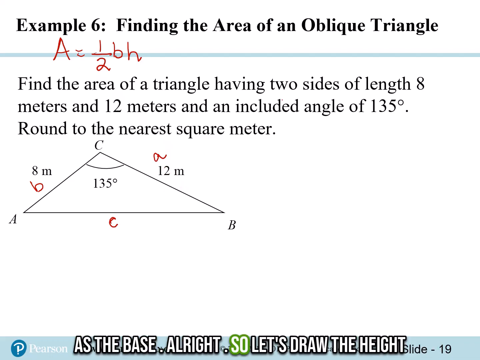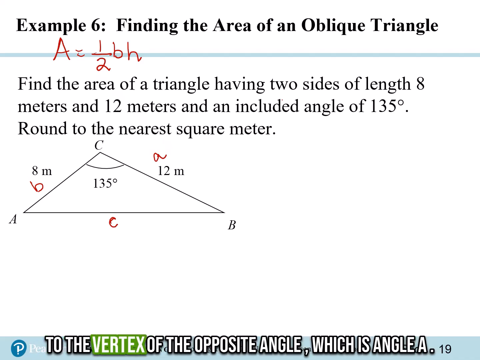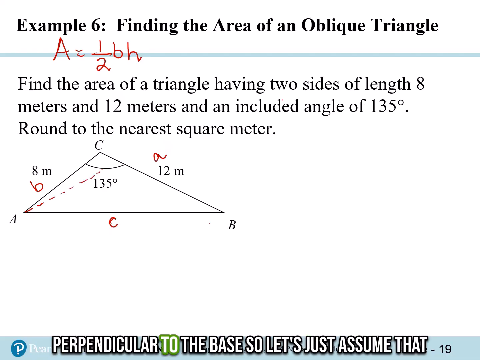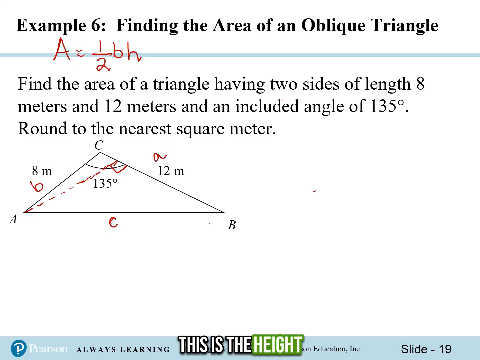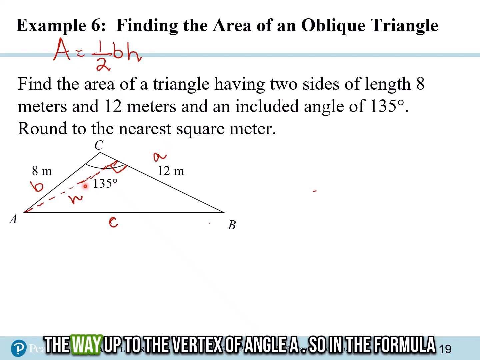All right. So let's draw the height of the triangle from side A, from the base all the way up to the vertex of the opposite angle, which is angle A. So I'm going to just drop a line which runs perpendicular to the base. So let's just assume that this is the height of the triangle running from the side labeled as A all the way up to the vertex of angle A.